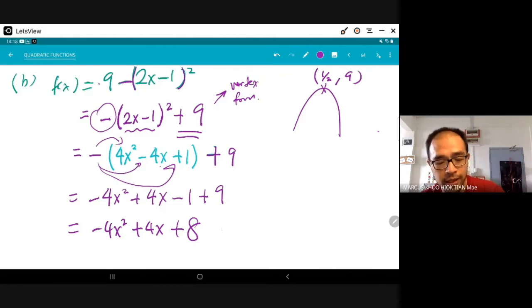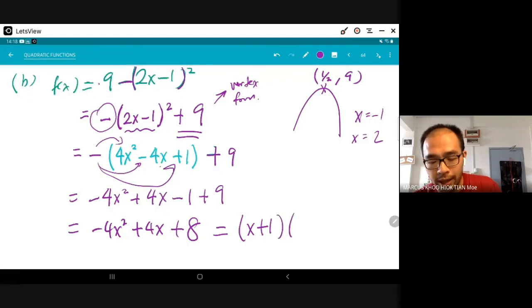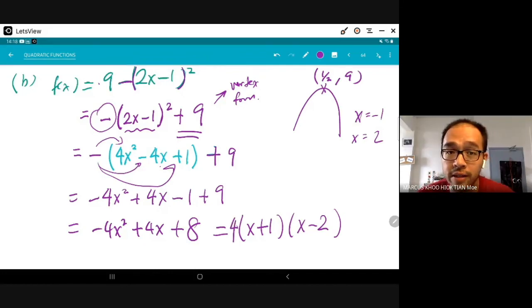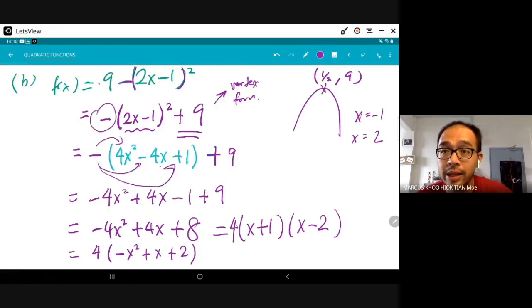Then from general form, we can change to intercept form. All you have to do is use the EQN. When we do the EQN with minus 4, 4, and 8, we will get x equals negative 1 and x equals 2. But remember, the intercept form must be reversed, so this is x plus 1 and x minus 2. Oh, sorry, you have to take the 4 out. Factorize the 4, because in order to do this, you have to factorize out the 4. Negative x squared plus x plus 2. So this will be the intercept form.